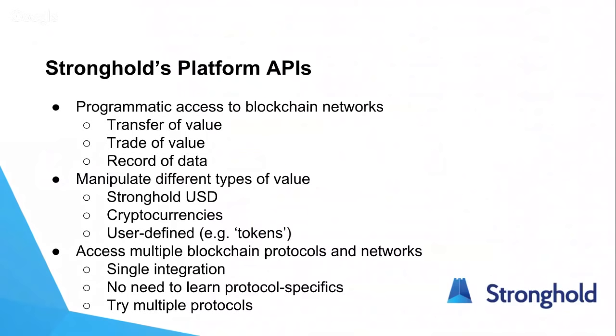Programmatic access to blockchain networks, and this allows you to transfer and trade various kinds of value, and also record data. What sorts of value do we have on the platform APIs at the moment? One of the most well-known ones is the Stronghold USD stable coin. However, we also do allow cryptocurrencies to be traded and transferred. And we also allow, through the APIs, user-defined tokens to be moved around. And these could include things like ICO tokens or other internal stores of value or accounting representations.